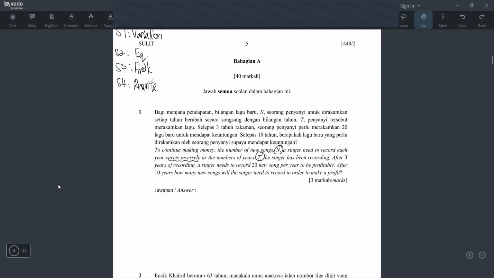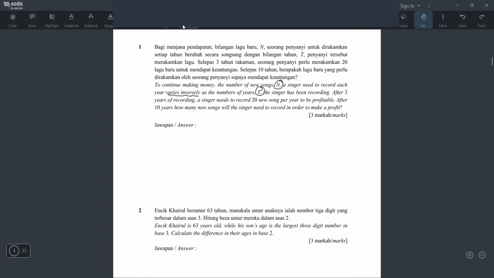The first thing is we start with the variation. They mentioned just now that N varies inversely as T. If it's inverse, it means top and bottom, so the T has to go at the bottom, and nothing on top means 1. But we have to be careful because we have to know what N and T represent. N represents the number of songs. What about T? T represents the number of years.